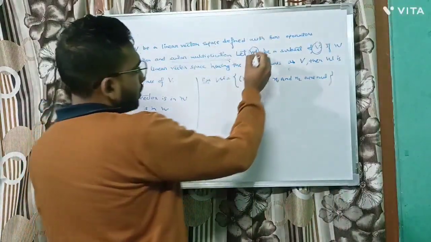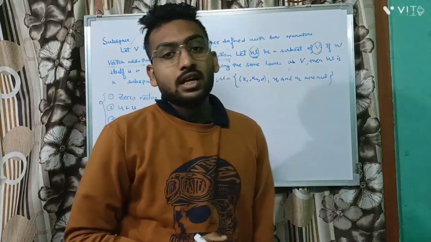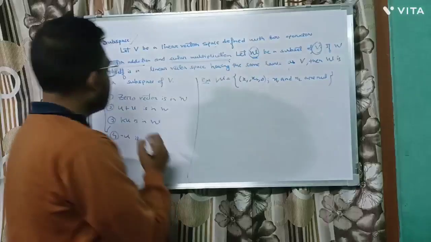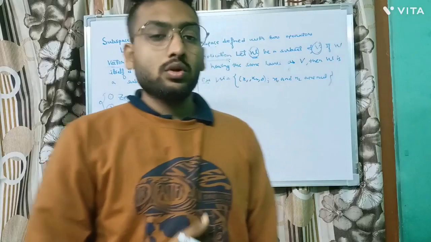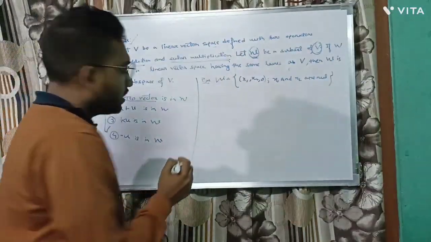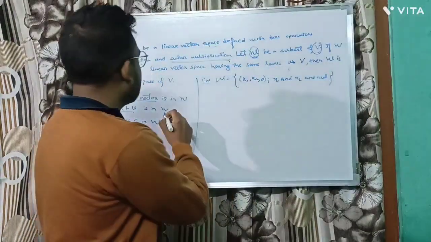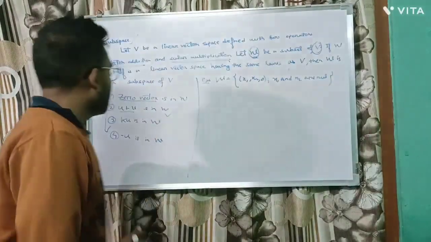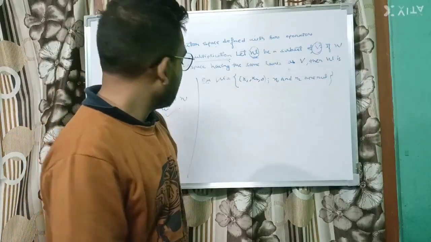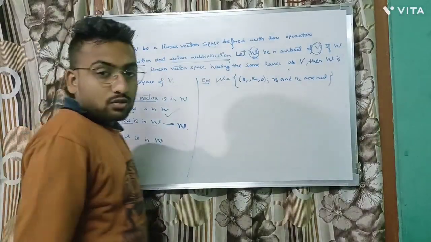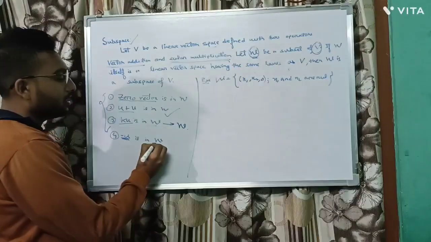So the first property that the objects in the set W have to follow is that there must be a zero vector that exists in W. The second property is that the addition of two vectors which are present in W results in a vector which is already present in W. The third one is that the scalar multiplication of a vector present in W must also lie in W, and the last one is that the additive inverse of any vector in W must be present in W.